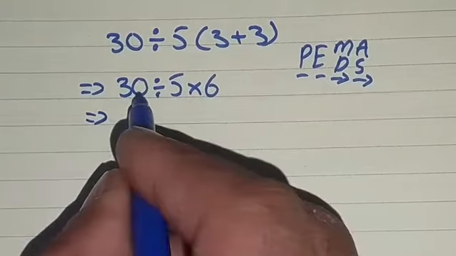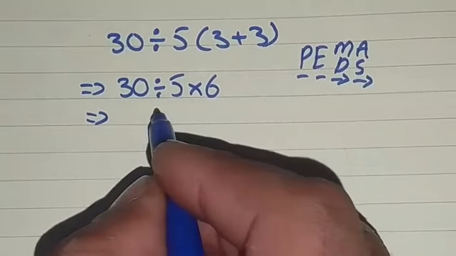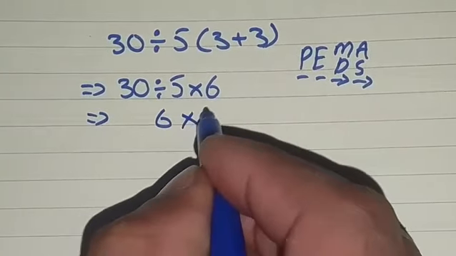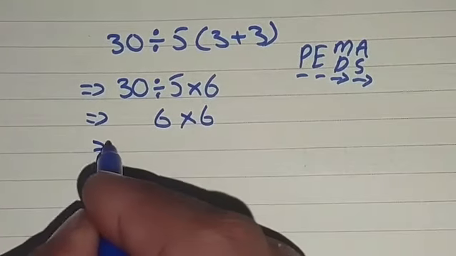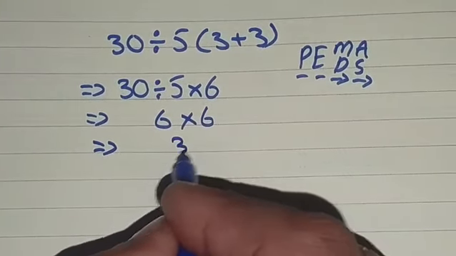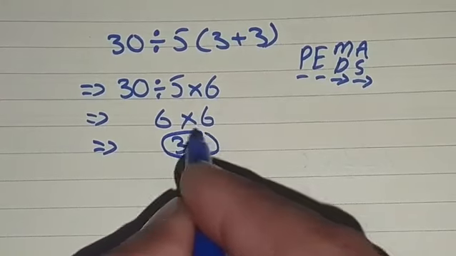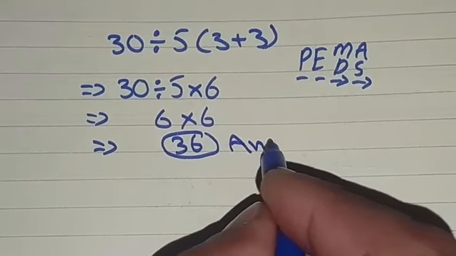So 30 divided by 5, they give us 6, and multiply by 6. Now 6 times 6, they give us 36. So the final answer is 36.